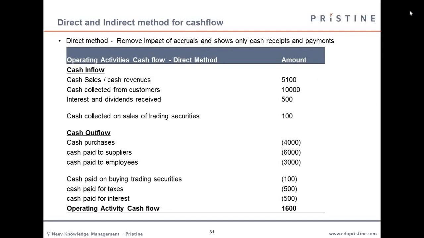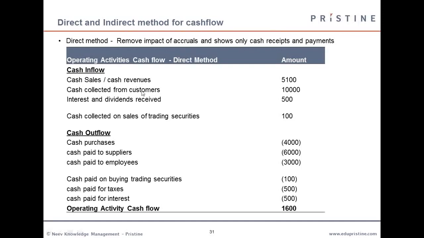So now let's move on to direct and indirect methods of cash flow statements. We have two methods of representing cash flow statements. In case of direct method, we directly show only the cash receipts and payments. We don't see the impact of other accruals. So in case of direct method, here's a typical cash flow statement for your understanding.